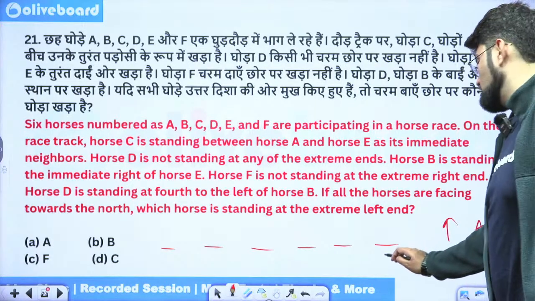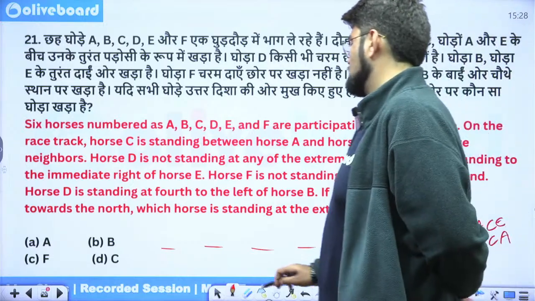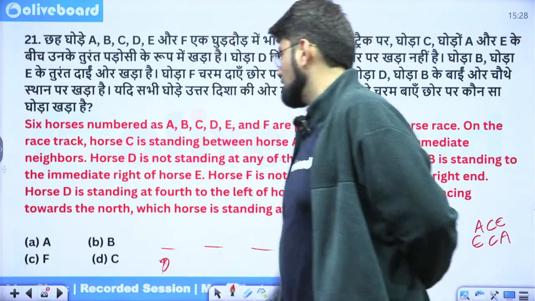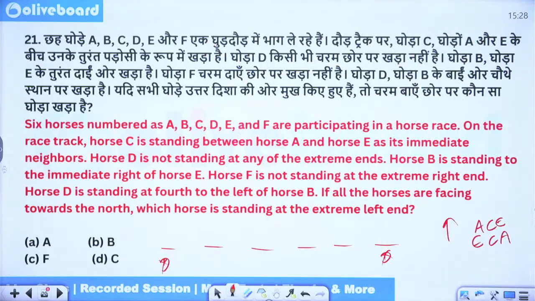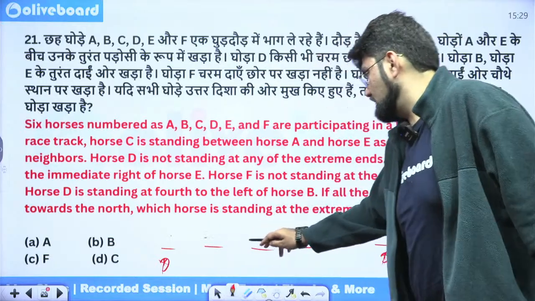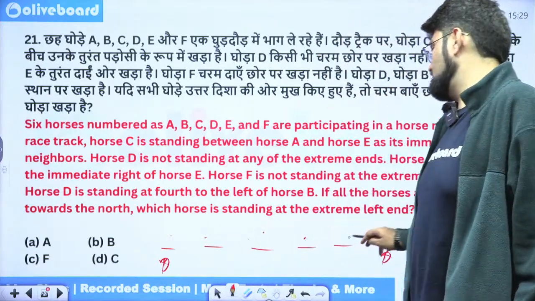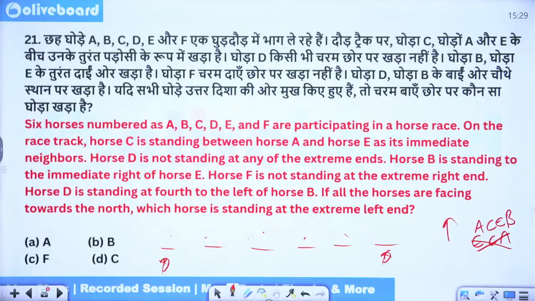Okay. D is not at any of the extreme ends. So D is not here. D is not here. B is standing to the immediate right of E. So this is not possible now. So B is standing immediate right of E. So A, C, E, B. Okay, they are either here A, C, E, B, or they are here A, C, E, B, because that's the only case how D cannot be in the extreme end, right?